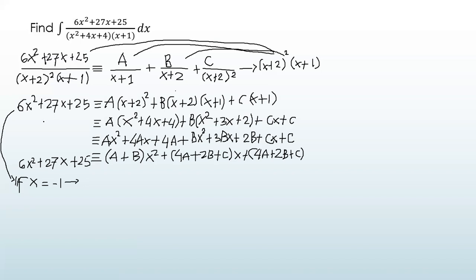this equation is going to be 6 times -1 squared plus 27 times -1 plus 25. It becomes 6 minus 27 plus 25. It means 31 minus 27, okay, 4.